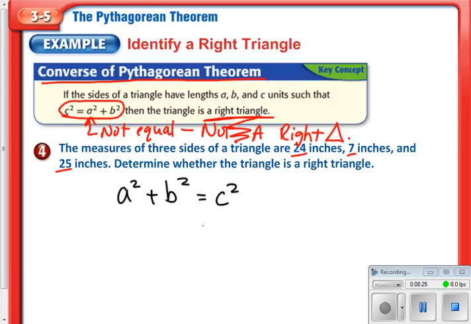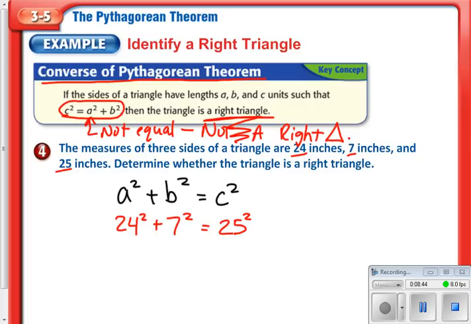The first thing that I would pull out is side C, your hypotenuse. Remember, that is your longest side. In this case, 25 would be my longest side. Square it. 24 and 7 would be considered side A and B, your legs. So go ahead and throw 24 and 7 into the equation.